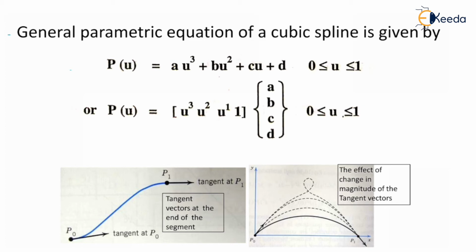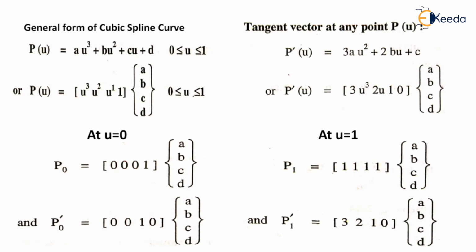So remember this in cubic spline. The general form of the cubic spline curve we have already taken, and the tangent vector is P dash of u, that is the derivative form. P dash of u is 3au square plus 2bu plus c, which is [3u cube, 2u, 1, 0] times [a b c d].